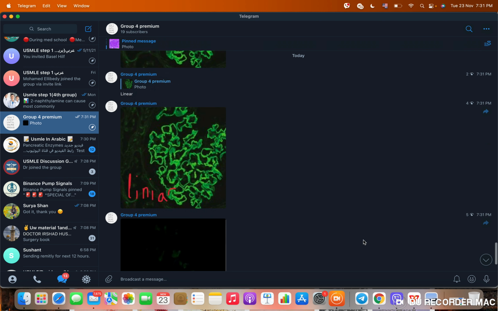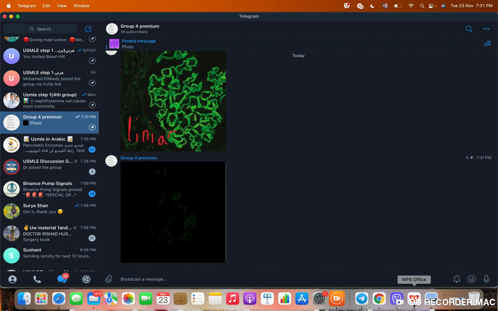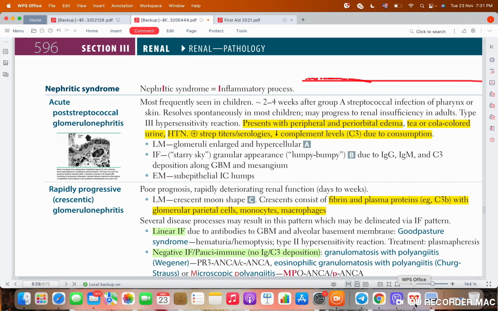Okay, so now comes the question, why did we study all of this? What is the difference? What is the importance of these? And why do we have to differentiate between them? Isn't there a more convenient way? Well, it's more expensive. This is much cheaper, but let's speak about the most expensive method in a moment. So in electron microscopy, now we are speaking about acute post-streptococcal glomerulonephritis. Since it's acute post-streptococcal glomerulonephritis, a type 3 hypersensitivity reaction, will it be granular or linear?